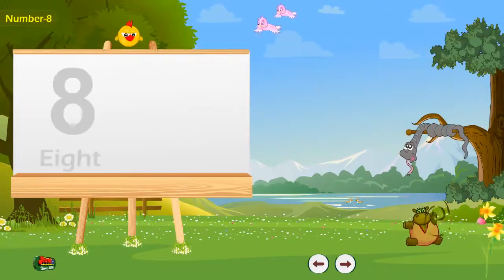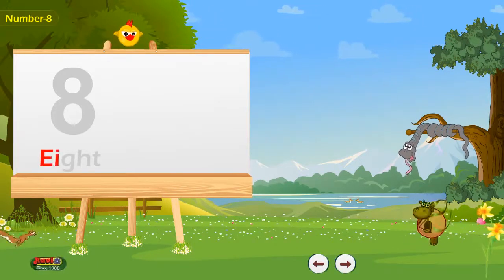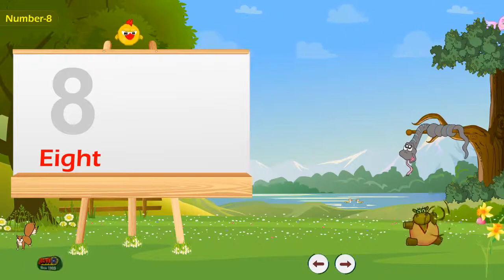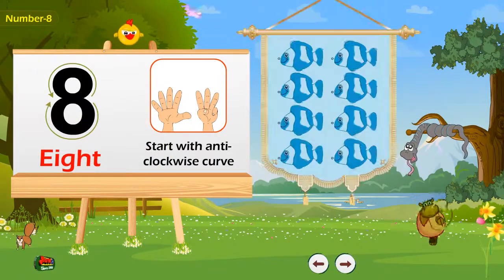Number 8. 8. E-I-G-H-T. 8. Start with anti-clockwise curve.